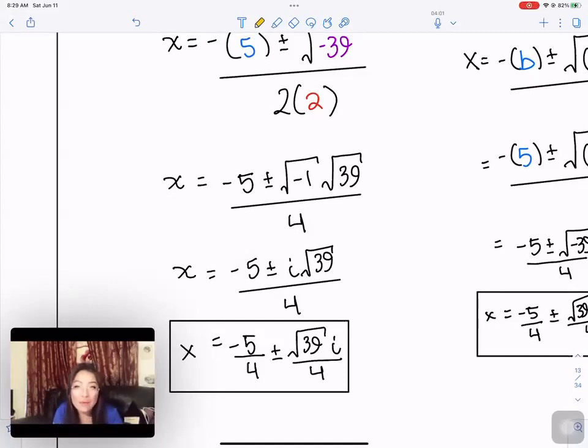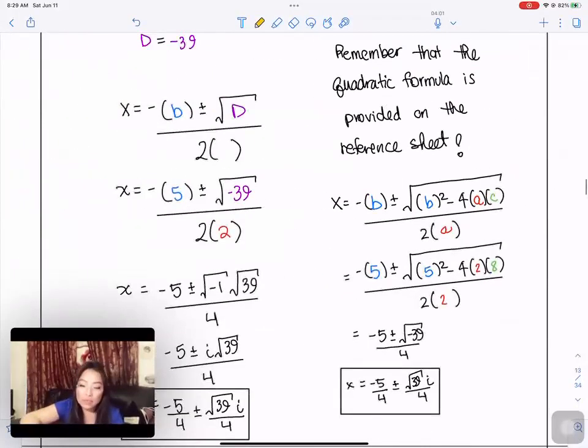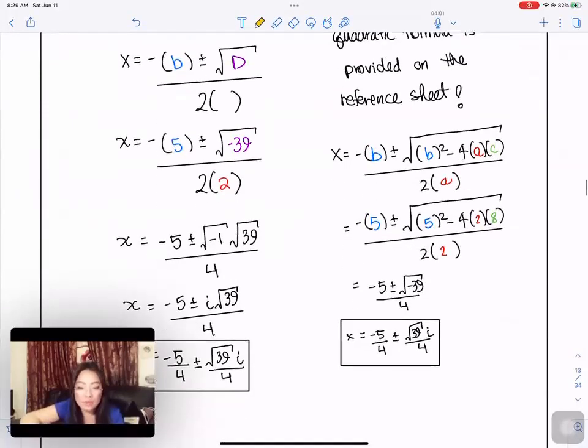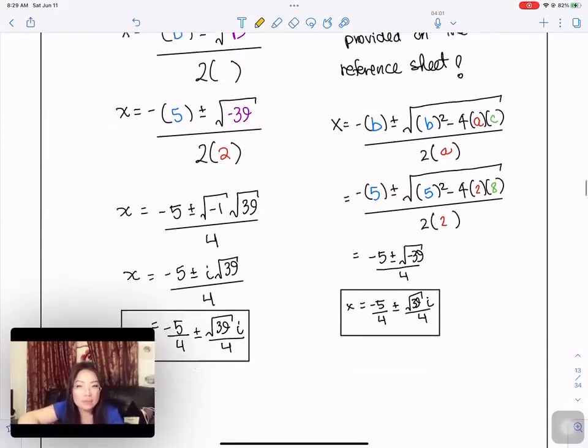So you've lost half your point, not because you didn't know, but because you forgot to separate it and do what they wanted you to do. Okay. Now in class, I showed you that you can use the quadratic formula that's provided on the reference sheet, right? Like if you forget, then you can do this. I find that a lot of students get tripped up because there's so much plugging in. So again, keep it simple.